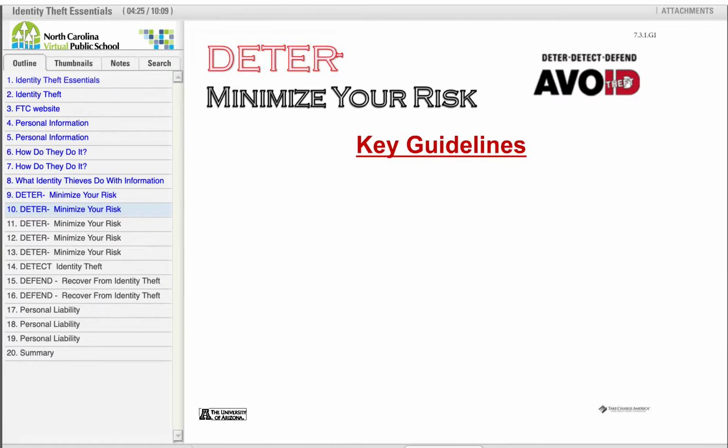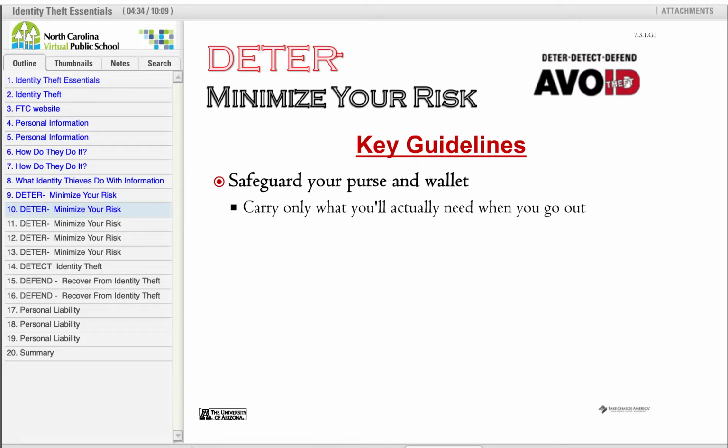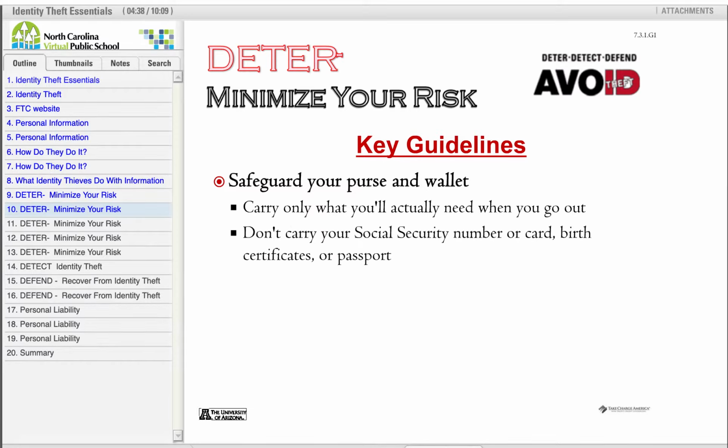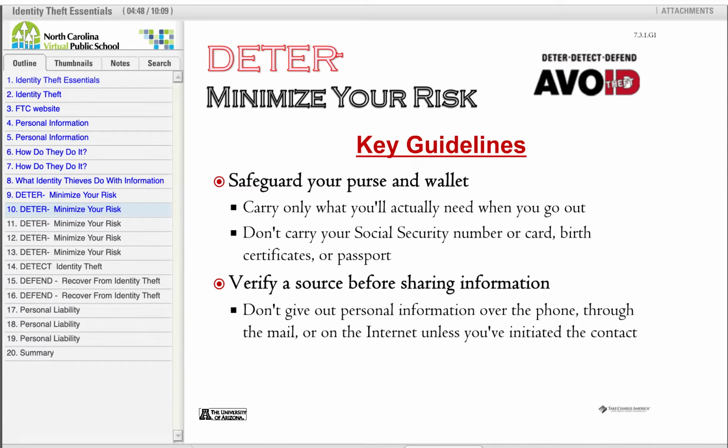Safeguard your purse and wallet. Carry only what you'll need when you go out. Don't carry your Social Security number or card, birth certificates, or passport. Verify a source before sharing information. Don't give out personal information over the phone, through the mail, or on the internet unless you've initiated the contact.